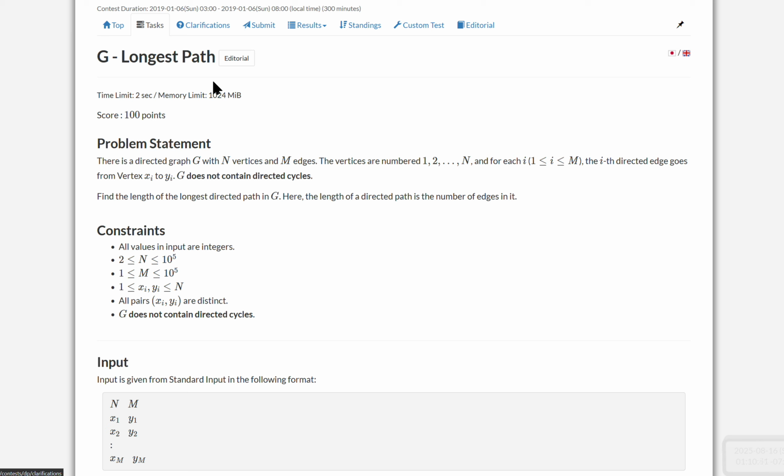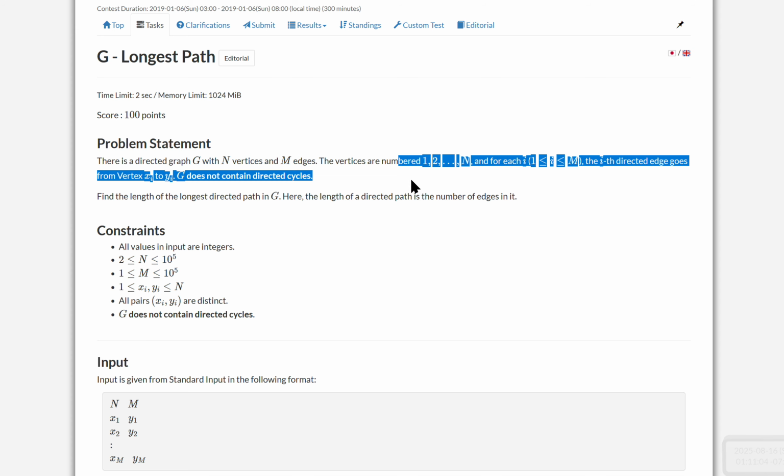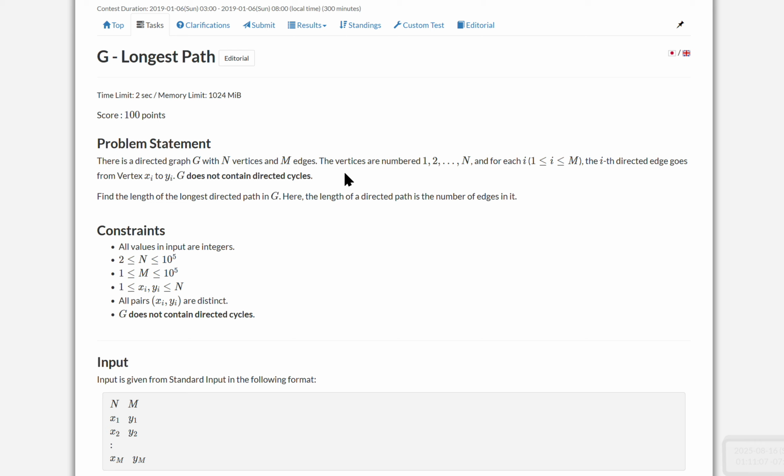Okay, so let's see. We have a directed graph with n vertices and m edges, and n and m are both at most 10 to the power 5, and there are no directed cycles. Okay, that should be important. Right, and we need to find the longest directed path.